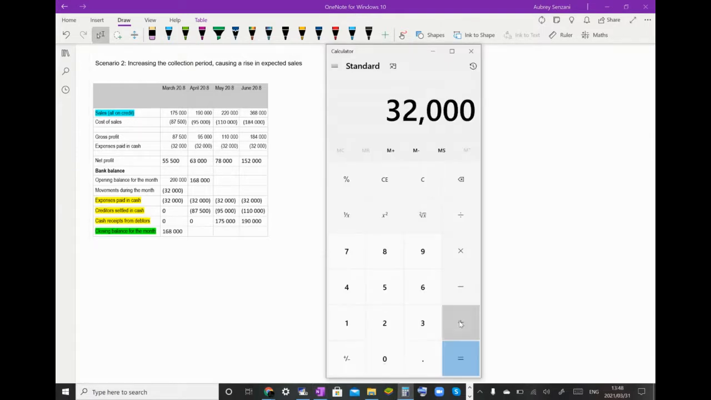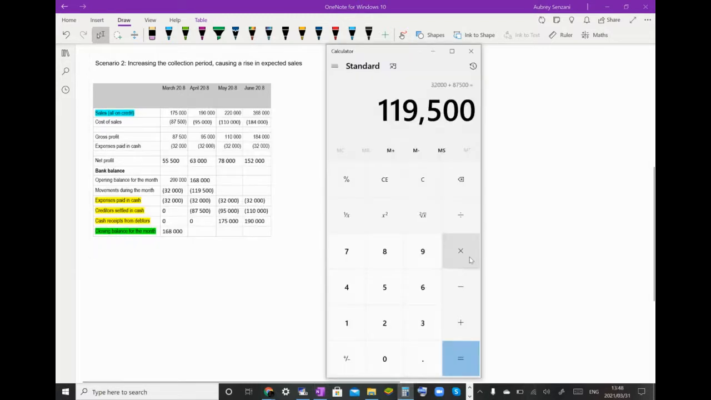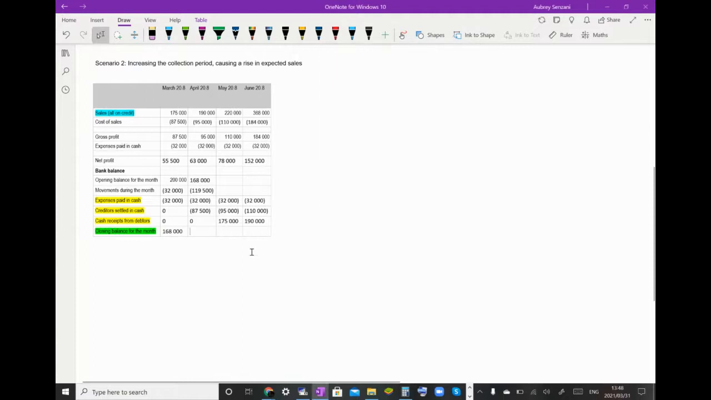32,000 plus 87,500. We get 119,500. So here it's a negative 119,500. Okay, so then what is our closing? Let's see, I'm going to say that minus 186. 1, 2, 3. What do we get? 48,500. Okay, so we're still positive. And here we carry that to be our opening for the next month.